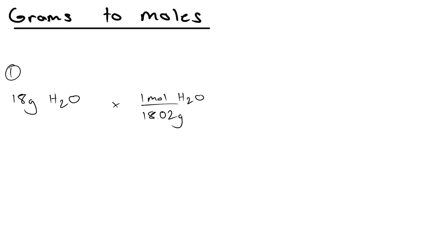And the key here is that we need to remember what we want has to be on the top. So we want moles, so we're going to put moles on the top. And then the grams on the bottom is simply the other half of the fraction. And we'll see that the grams are going to cancel, and we're simply left with moles on the top. And our final answer for 18 grams of H2O is going to be equal to 1.00 moles. So we're going to have 1.00 moles of H2O.